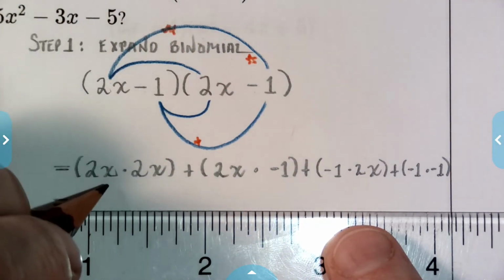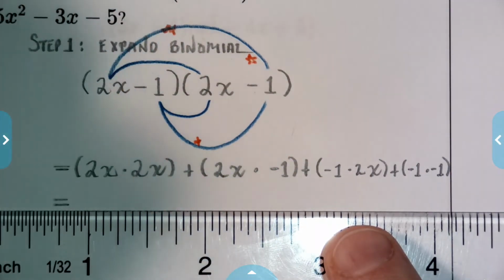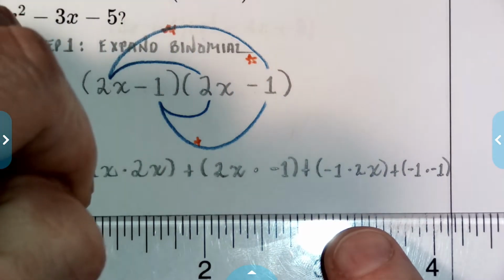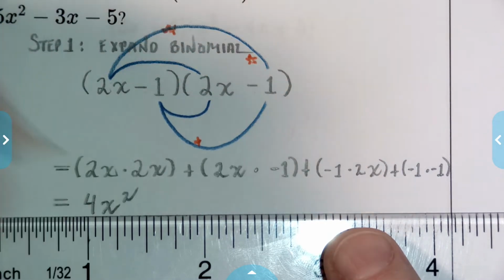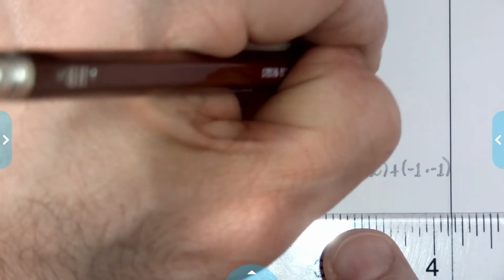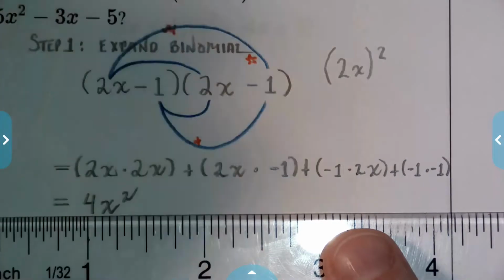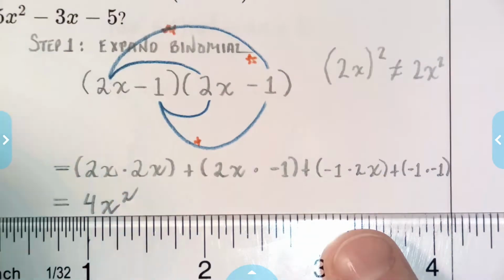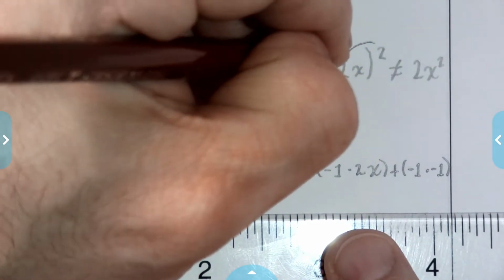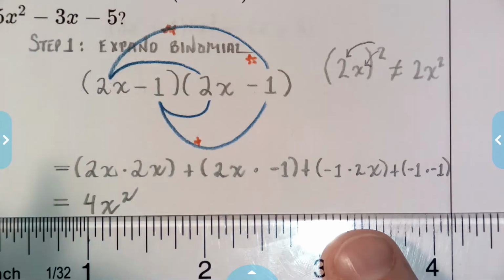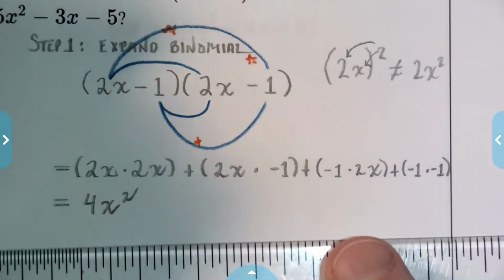is 2 times 2 times x squared, okay? So that's 4x squared. Remember what I'm saying here. I'm saying (2x) squared, okay? Not 2 times x squared. They sound exactly the same when you say it out loud, but it's totally different, because this 2 goes here, and on that one, nothing happens. Okay, so anyway, moving on.